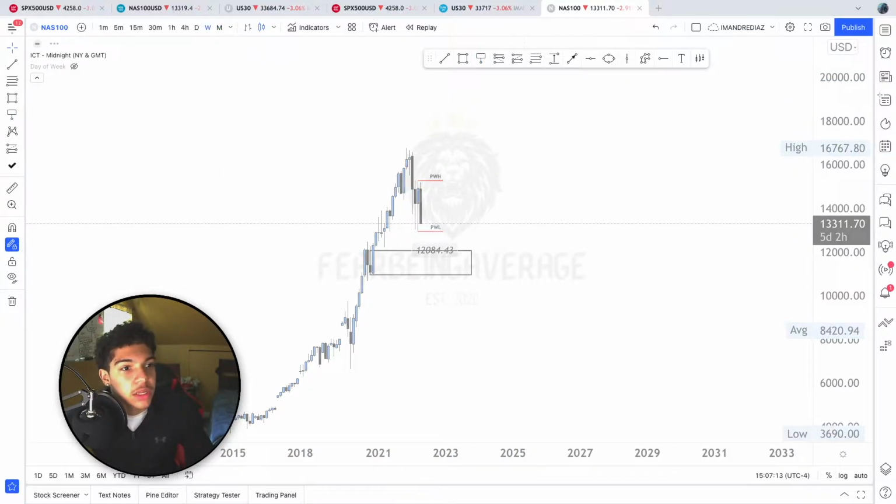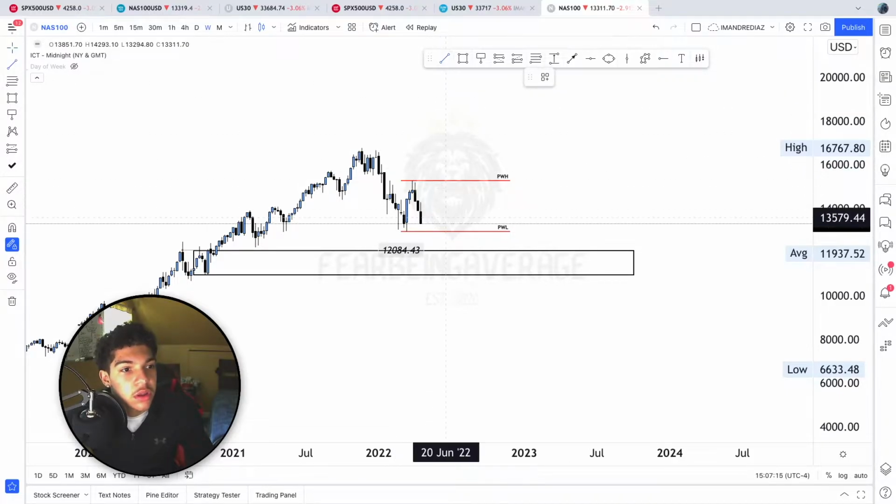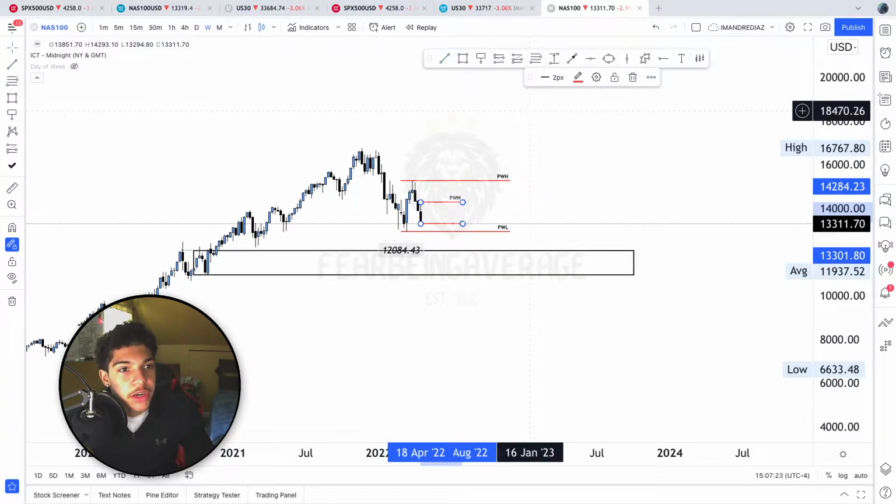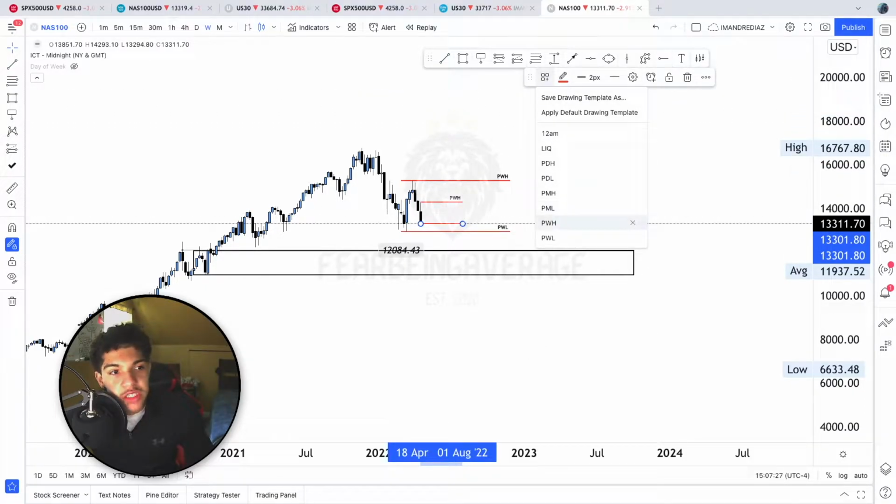We're going to go down to the weekly now, and we're going to do the same thing we did before. Previous week's high, which is going to be right here. And the market closed right here, so we're going to have the previous week low right here. So it's essentially the same thing that I do.